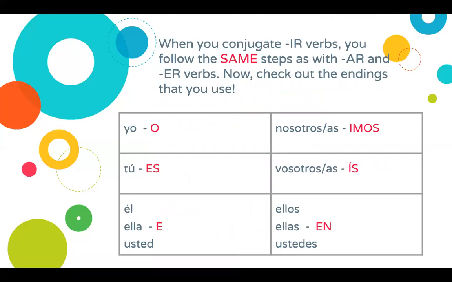When you conjugate IR verbs, you follow the same steps as AR and ER verbs, but you use these endings. O for yo, ES for tú, E for ella, usted. Then we have imos for nosotros, ÍS or I with an accent S for vosotros, and EN for ellos or ellas.